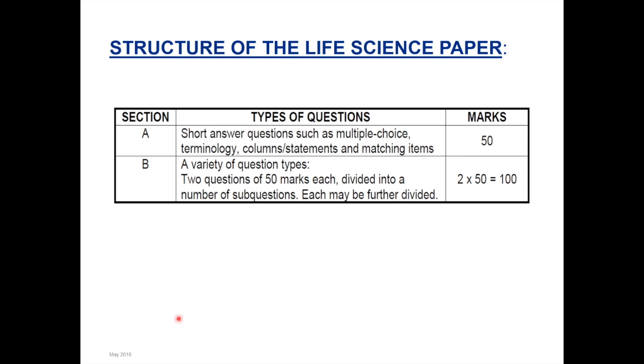The questions you're going to be asked: you will have section A, and section A is your terminology questions, your matching column statements, your short answer questions such as multiple choice. All of that will be 50 marks. Section B will be 2 questions of 50 marks each. Here you'll have a lot of sub questions and it will be out of 100.